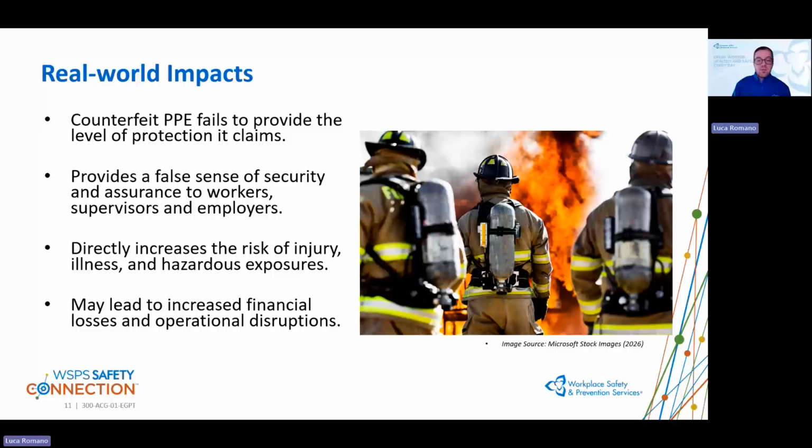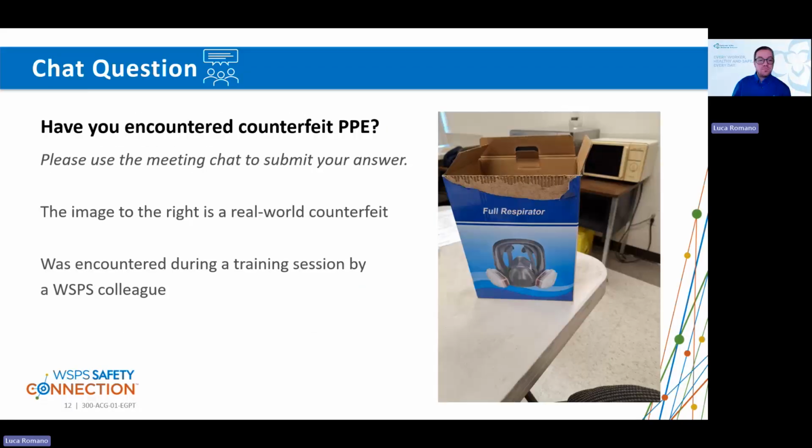And if we think about it on the flip side of the coin, there are investments being made into this equipment, and we can suffer financial losses as a result. Obviously the personal protective equipment might not be providing the monetary value that we've invested. But then when we have an incident or an injury, it can lead to operational disruptions. It can lead to lost time. It can lead to lots of different types of consequences. So it is an important topic, and it can have real world impact.